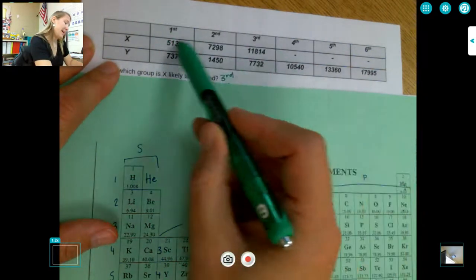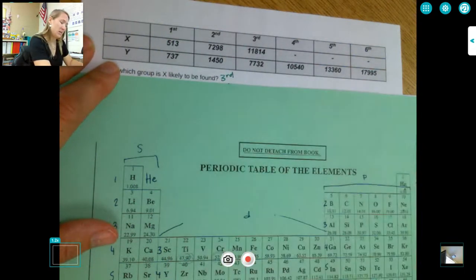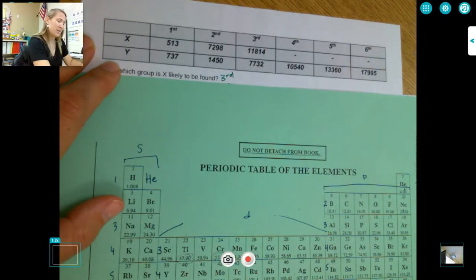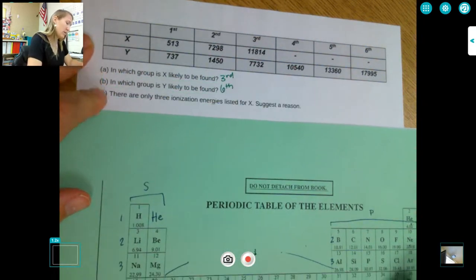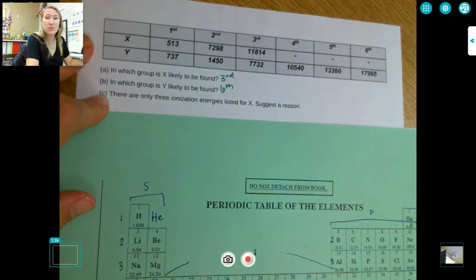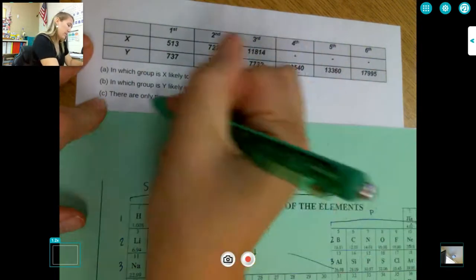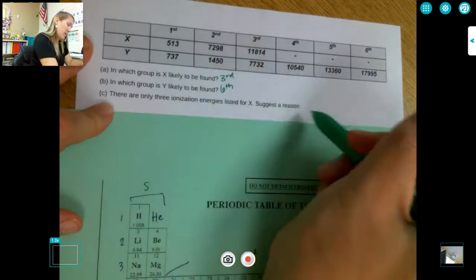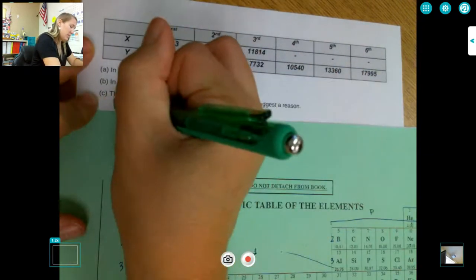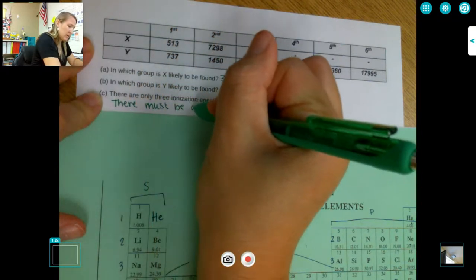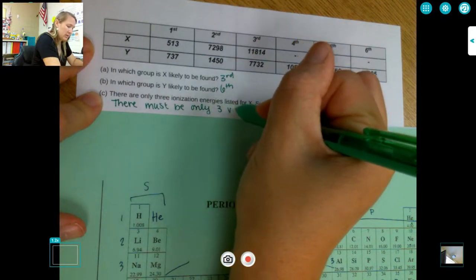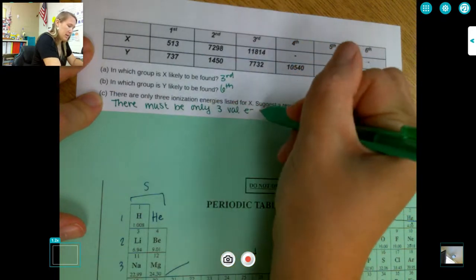For element X, we only have 3 ionization energies, so we can safely assume that this is probably, I think that's what it was asking. There are only 3, suggest reason, that there's only 3 valence electrons for this element. So because there are only 3 ionization energies listed for X, there must be only 3 valence electrons able to be removed.